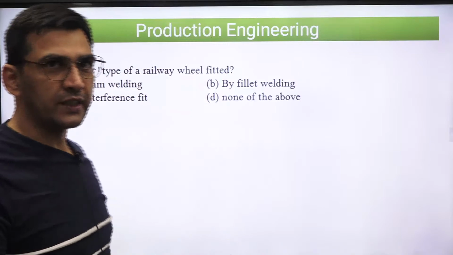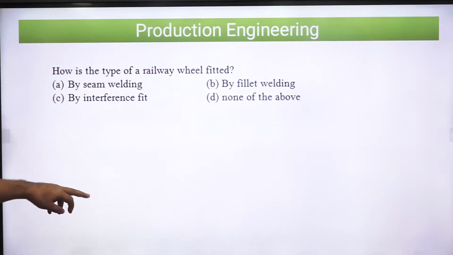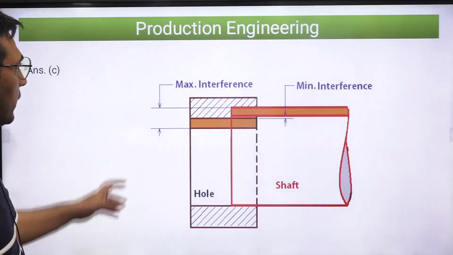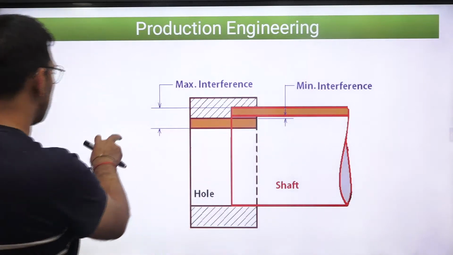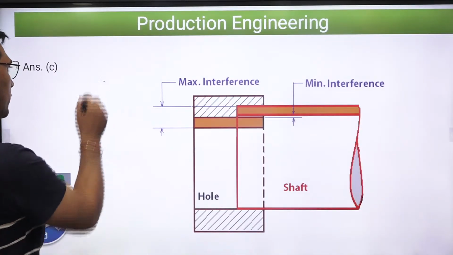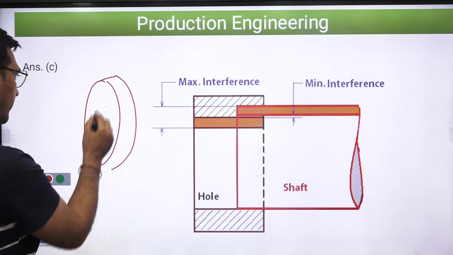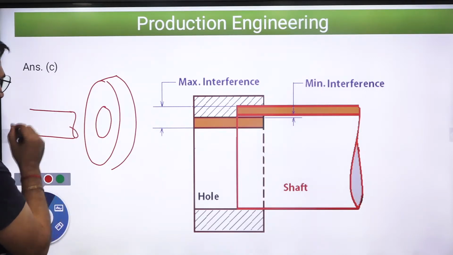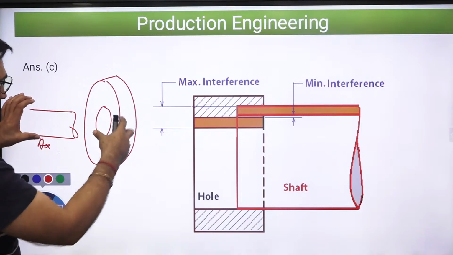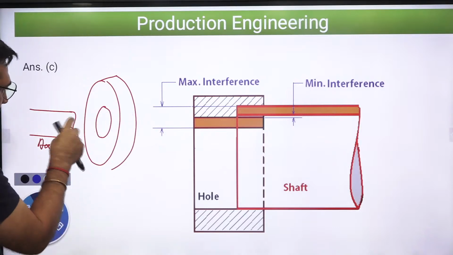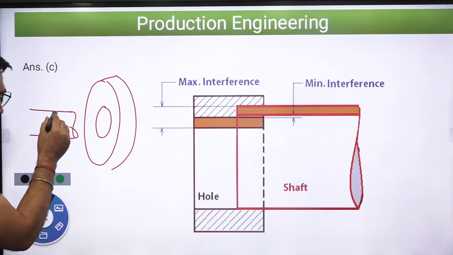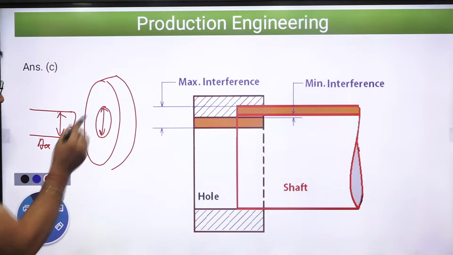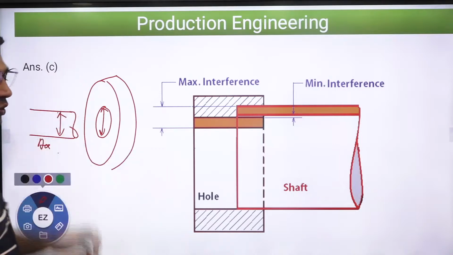What do you do? Basically it is done by interference fit. You may already know interference fit. You have a wheel, and in this wheel you have a hub hole, and you have to fix it on the shaft. In this case it is the axle. If you want to fix it, we make the shaft a little larger than the dimension of the hole, and then push fit it.